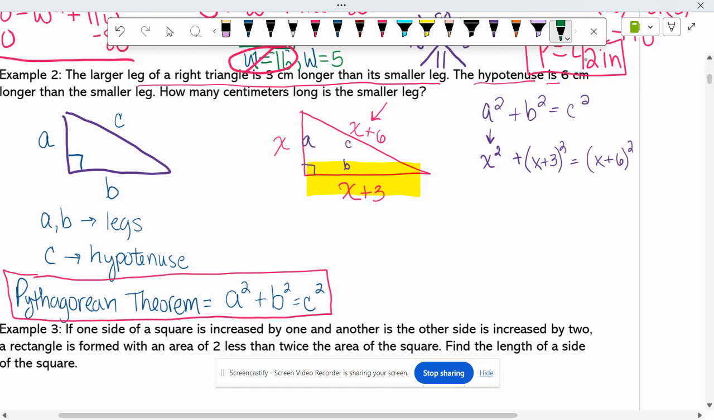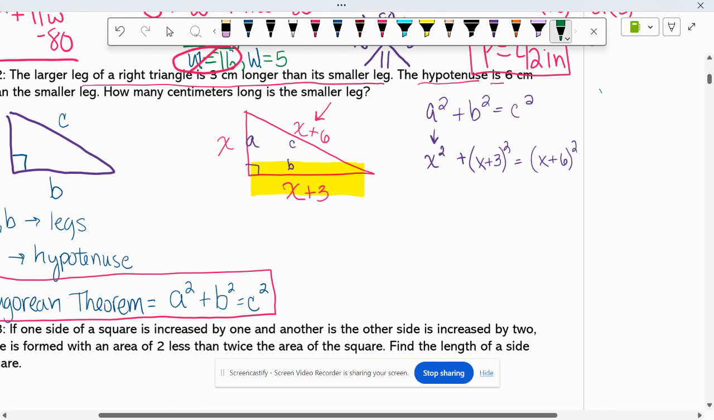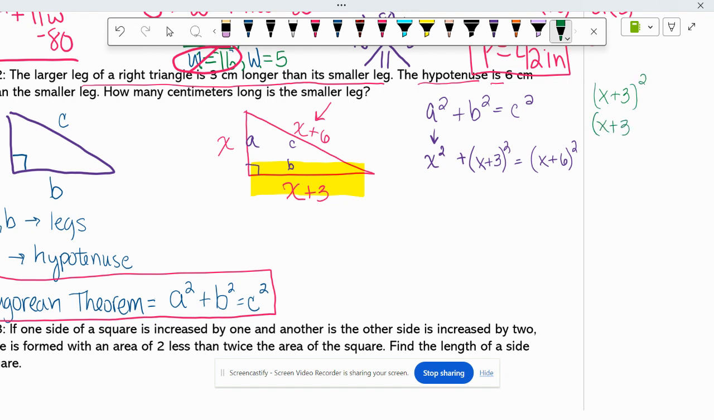There are a couple of things that you need to remember. When you see something like X plus 3, the quantity squared, it really means X plus 3 times X plus 3. And when you see something like X plus 6, the quantity squared, that really means X plus 6 times X plus 6.